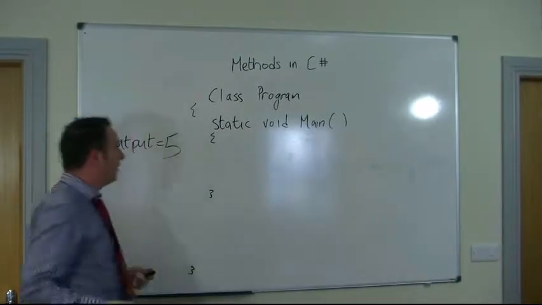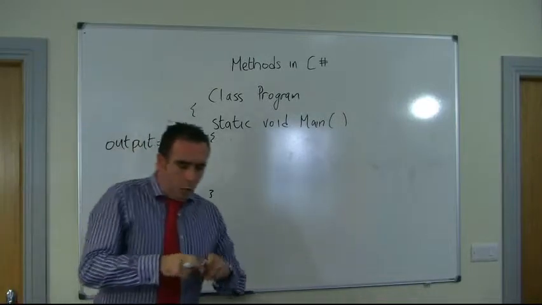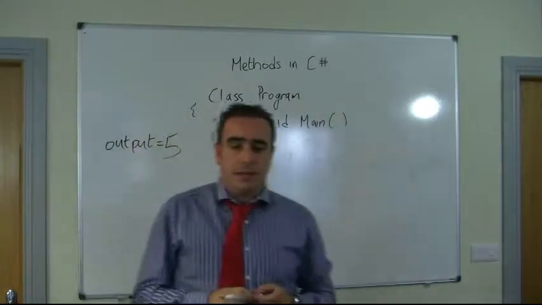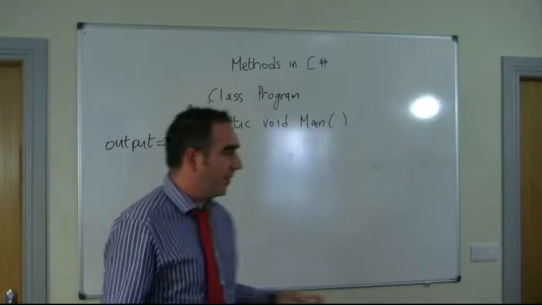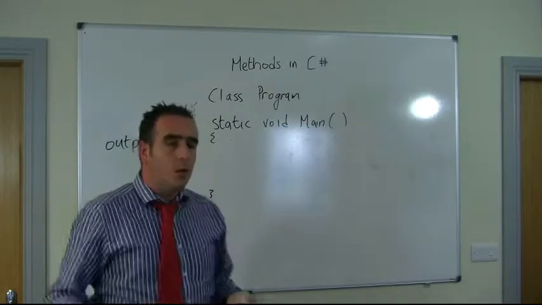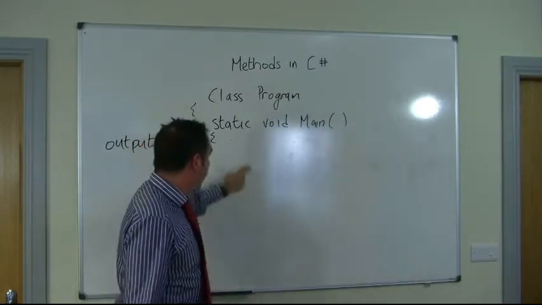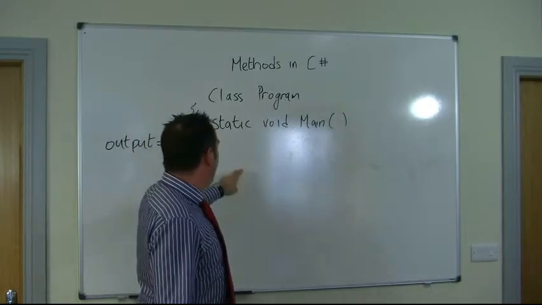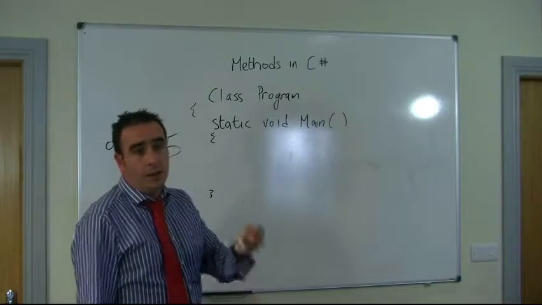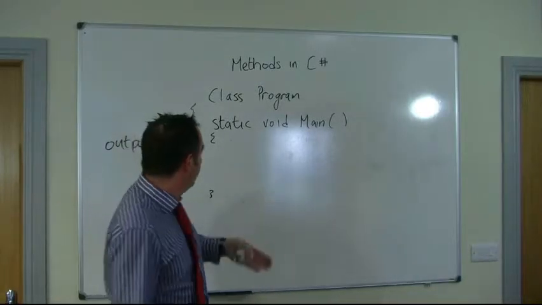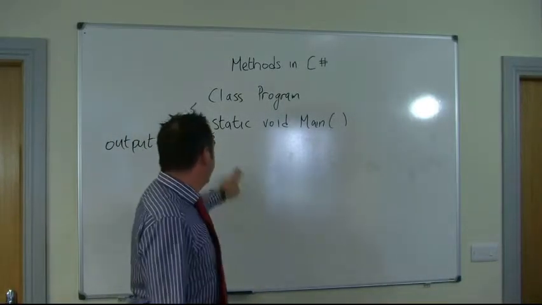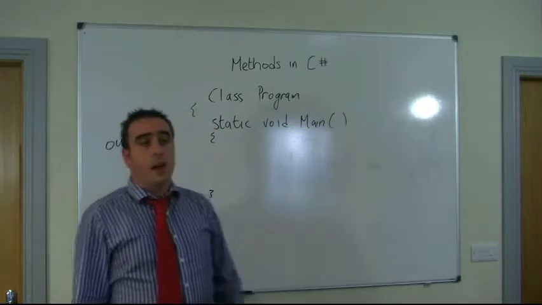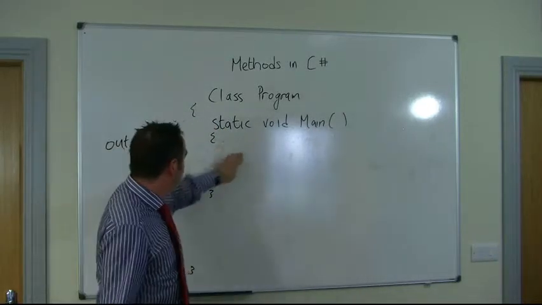Right, so what do we want to do? We want to create a program that takes two integers and adds them together. Now, we could do that all within main. We could simply define two integers, or three integers, say integer number 1, number 2, and an answer. And we could say answer is equal to number 1 plus number 2. And we could do all that within main.